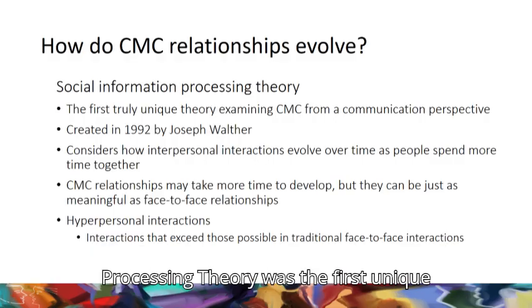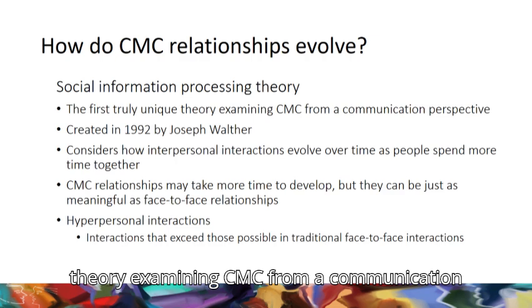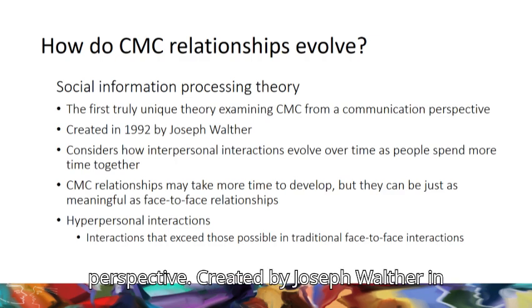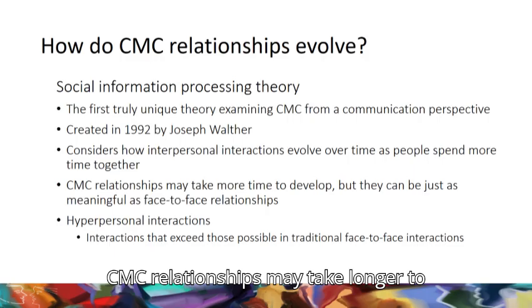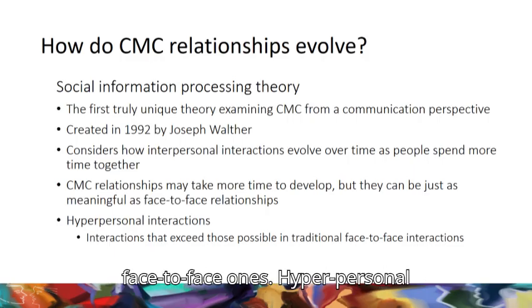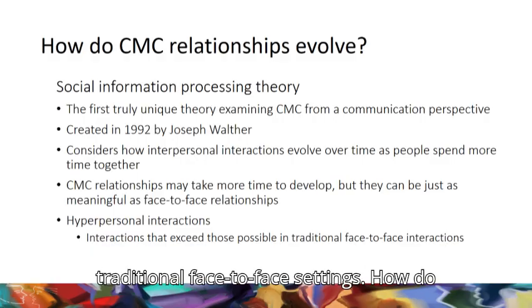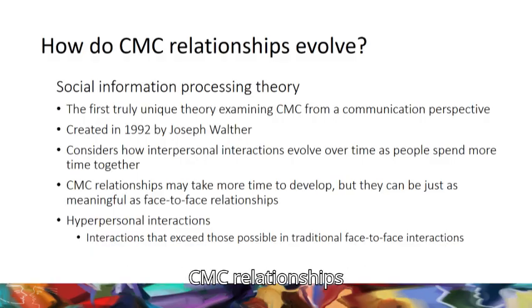Social information processing theory was the first unique theory examining CMC from a communication perspective. Created by Joseph Walther in 1992, it considers how interpersonal interactions develop over time online. CMC relationships may take longer to form, but can be as meaningful as face-to-face ones. Hyper-personal interactions can even exceed those in traditional face-to-face settings. How do CMC relationships evolve?